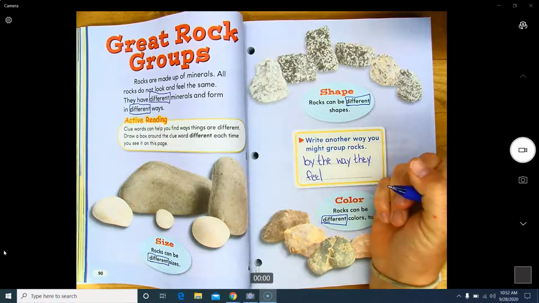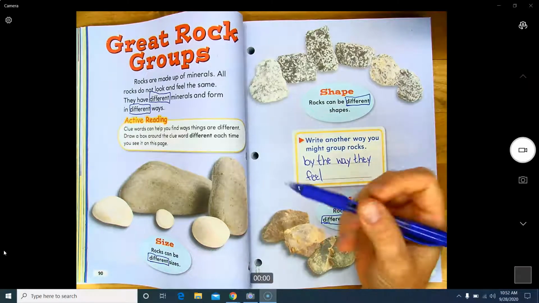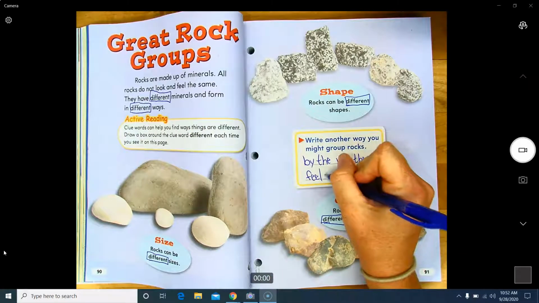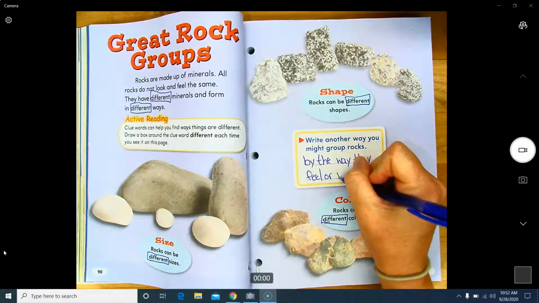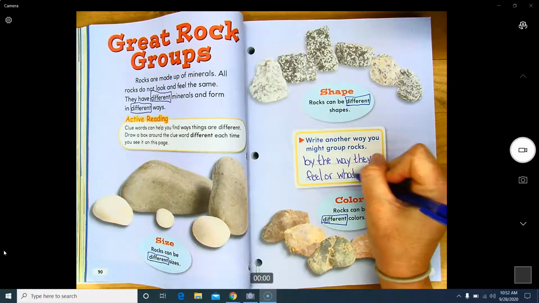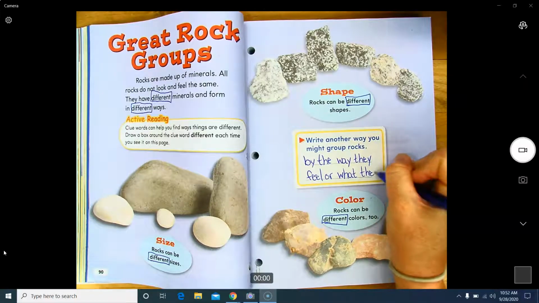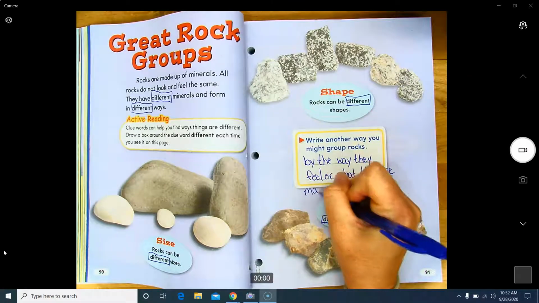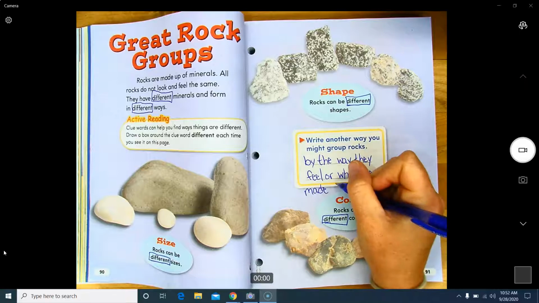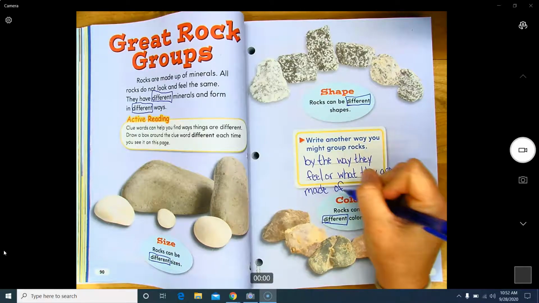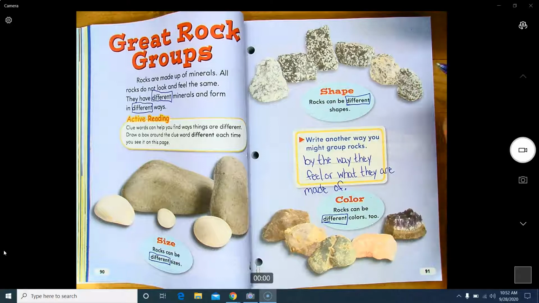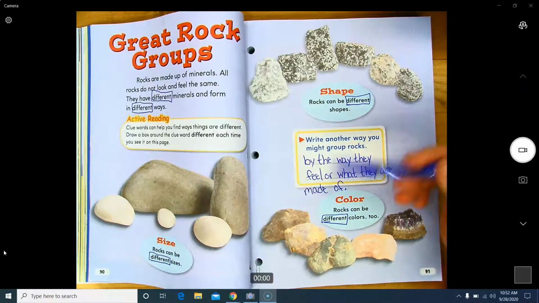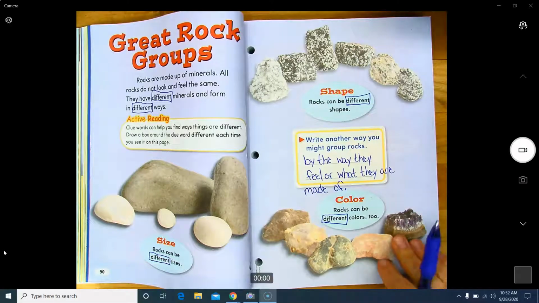Or what they're made out of, because rocks are made from different minerals, okay? Or if you figured out something else that you can sort the rocks, you can use that answer.